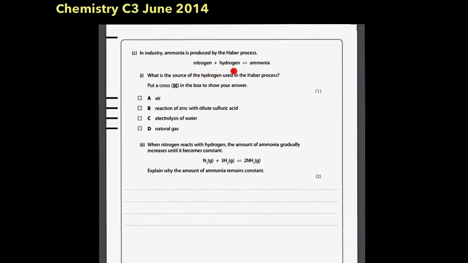So for this question, it asks us, in industry, ammonia is produced with the Haber process: nitrogen, hydrogen, and then that reversible reaction for ammonia. What is the source of hydrogen used in the Haber process? We can tell that it cannot be air, because there's nothing to do with oxygen in the equation given to us. There's no mention of zinc or sulfuric acid, so this cannot be the answer either. If there was anything to do with water, it would have been mentioned in the equation, but it's not. So then we have to know that it's natural gas, and that will be the correct answer.